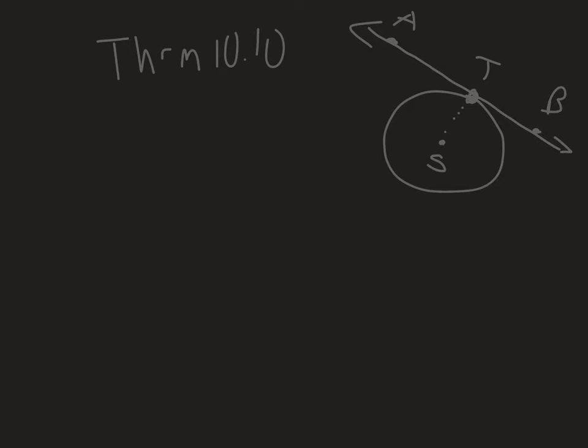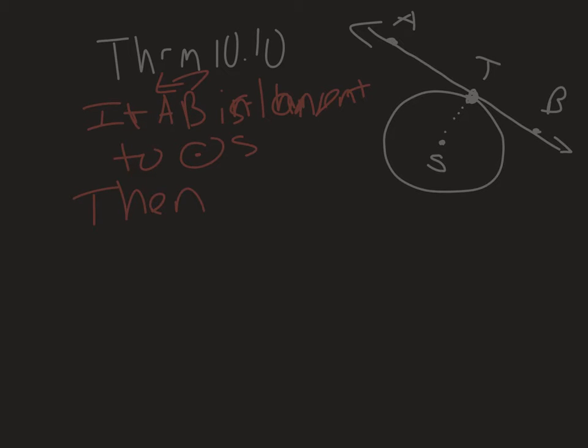So there's a lot of words there. What it's saying is that if you have a tangent line, so in this case, if AB is tangent to circle S, then we can look at ST, which must be perpendicular to AB. That's all that that's trying to say.